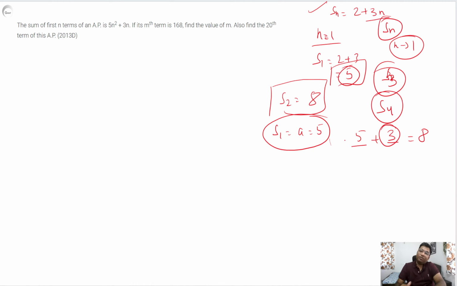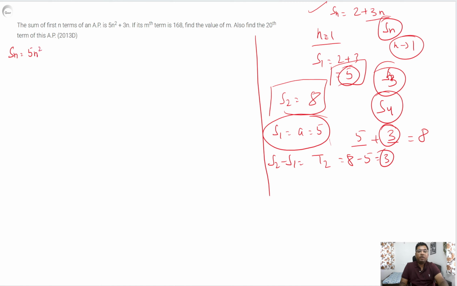That means you do S2 minus S1 to get T2, the second term of the AP, which is 8 minus 5 equals 3. Okay, now we will come to the question. Let's see what we have here. So the expression given to us is 5n square plus 3n. Now its mth term is 168. The question is saying mth term is 168.